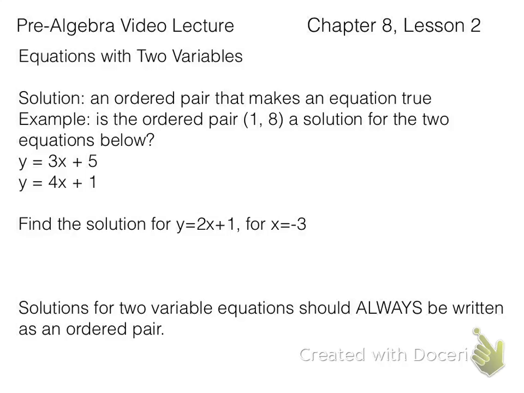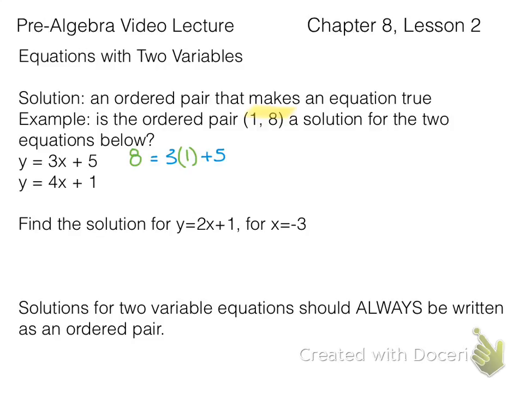We also talked about that yesterday when we were talking about functions. So basically what we're going to do is see if a given ordered pair, like (1, 8), is a solution for a particular equation. If we look at the equation y equals 3x plus 5, I'm going to replace the x and y with the information from the ordered pair. In this case, x is 1, y is 8.